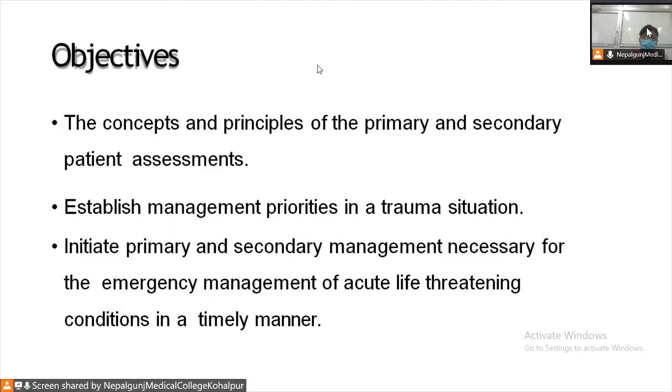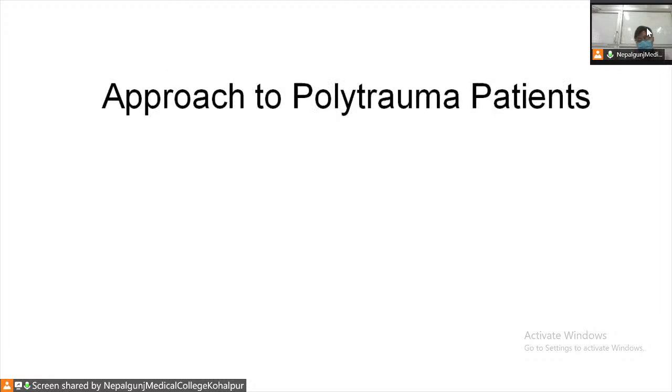Today's topic is one of the important topics that we come to in day-to-day life. That is approach to the polytrauma patient. It is the common thing that we need to know because this is commonly seen in emergency. Polytrauma patient is in an emergency condition. So we need to know what is to be done and what is not to be done. So better you know about the things before approaching the patient with polytrauma.